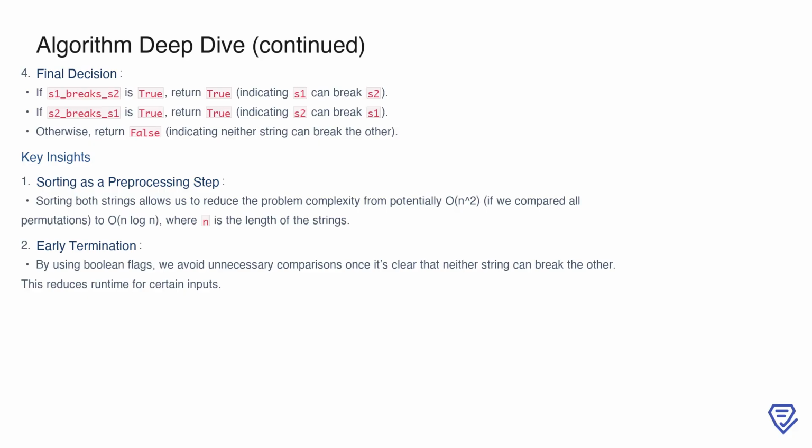This approach highlights two key insights. First, sorting both strings as a pre-processing step significantly reduces the complexity of the problem. Instead of needing to evaluate all possible permutations, which could be computationally expensive, we reduce the comparison to O(n log n), where n is the string length. Second, using Boolean flags for early termination helps optimize the runtime further by stopping comparisons as soon as we know the outcome for certain inputs.